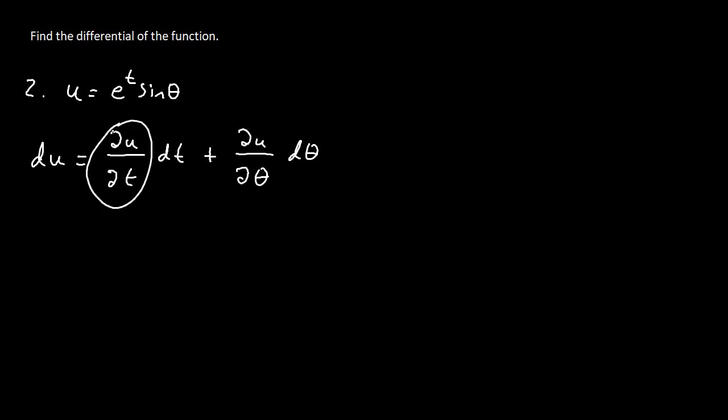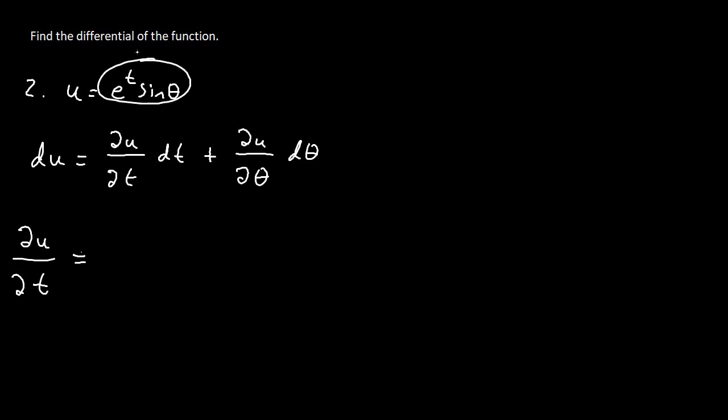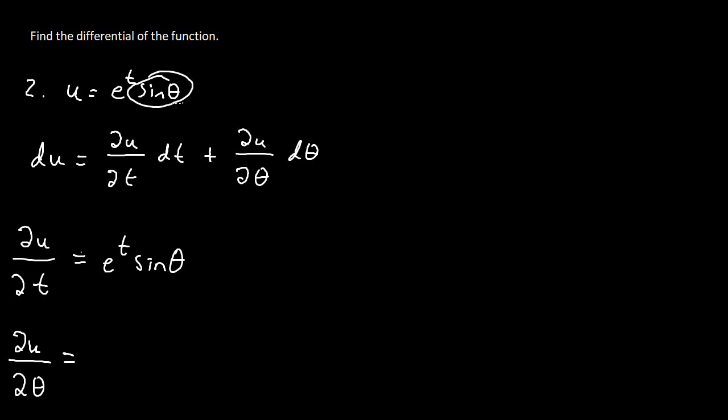So let's find the partial derivative of u with respect to t. t is the variable we differentiate, theta is going to be a constant, so the partial derivative is e to the t sine of theta, since the derivative of e to the t is still e to the t, and sine of theta is a constant. And the partial derivative of u with respect to theta this time: now theta is the variable we differentiate, t is going to be a constant, so we get e to the t times the derivative of sine of theta, which is cosine of theta. So that is the partial derivative of u with respect to theta.